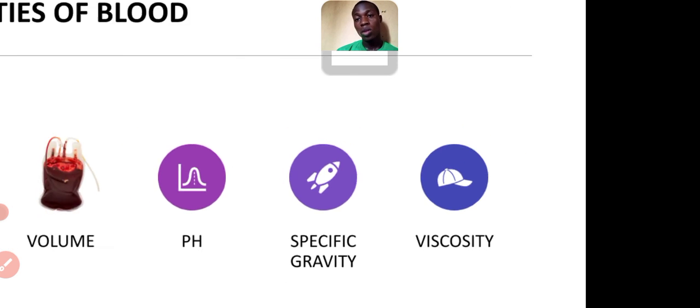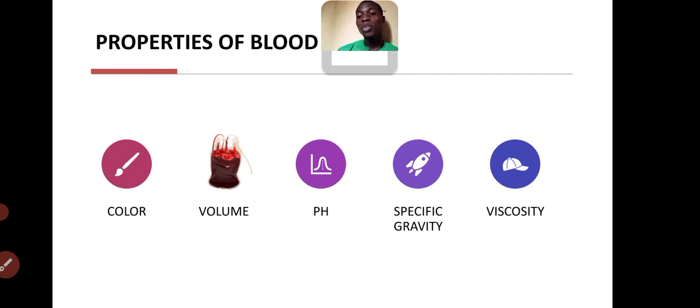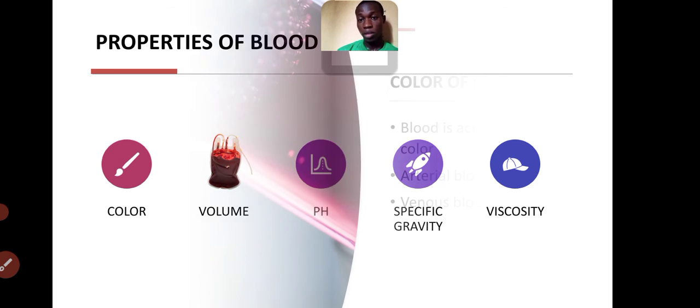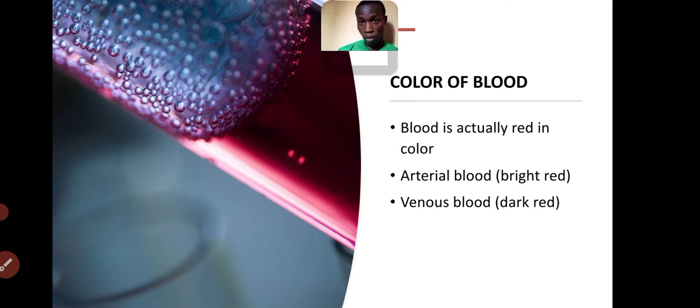So these are the properties of blood: the color of the blood, the volume of the blood, the pH of the blood, the specific gravity of the blood, and the viscosity of the blood. Color of the blood. Our blood is normally red in color. Blood must be red in color.